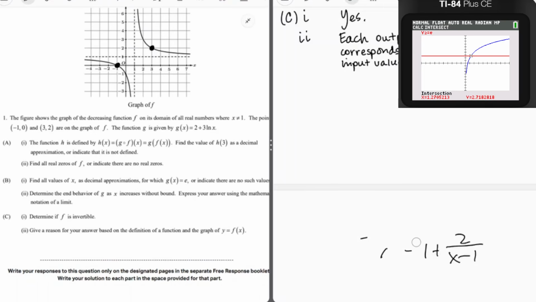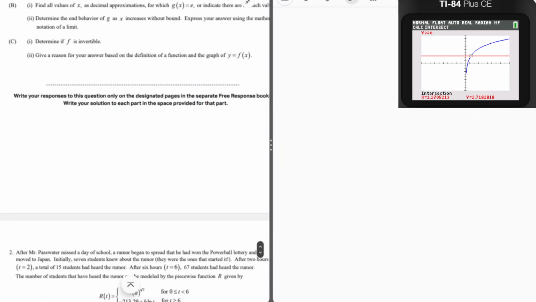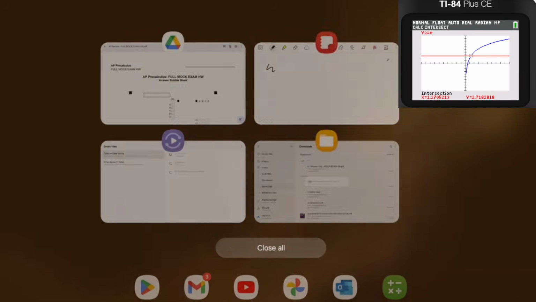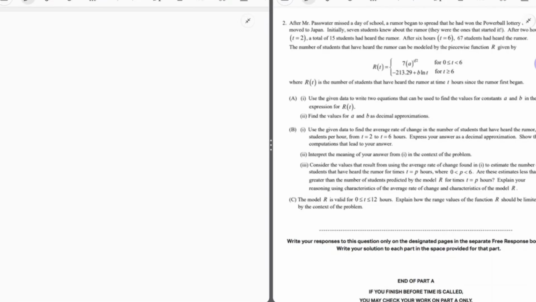Okay, so that was free response question 1. Okay, free response question 2, still allowing the use of a calculator. All right, free response question 2. This is going to be modeling a non-periodic context, so possibly exponential, possibly logarithmic, possibly quadratic. Here we've got a piecewise model.